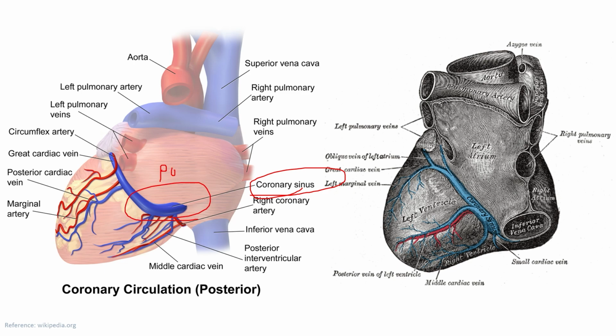This creates a complete circuit: systemic veins to right atrium, pulmonary veins to left atrium, coronary veins to coronary sinus to right atrium. Understanding this separation between systemic venous return and coronary venous return clarifies why coronary circulation is anatomically distinct from the rest of systemic circulation.